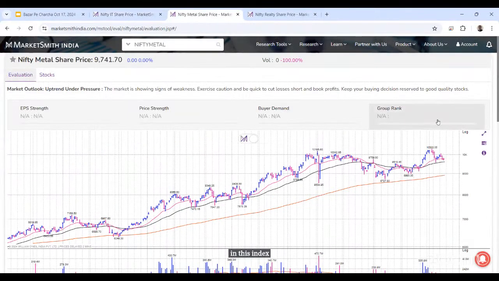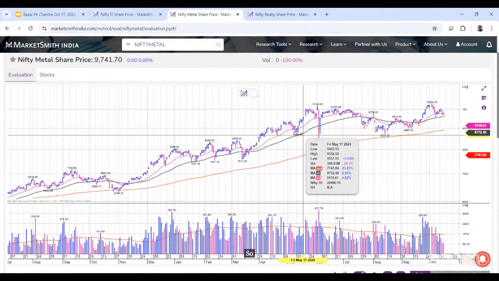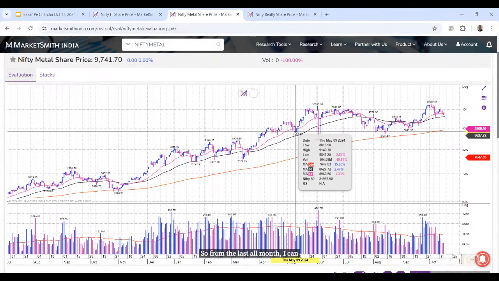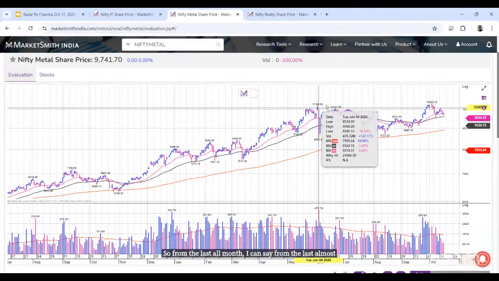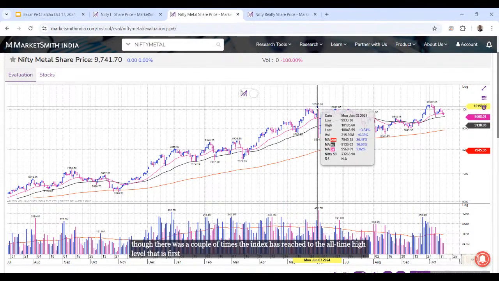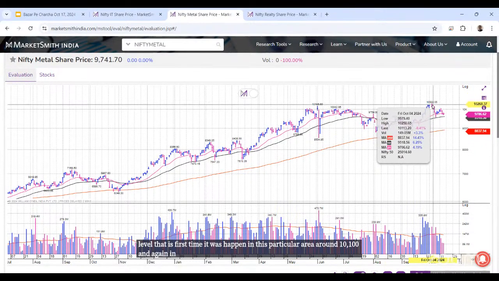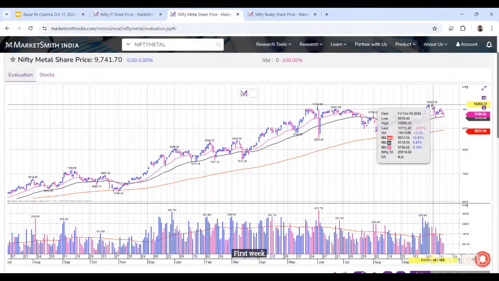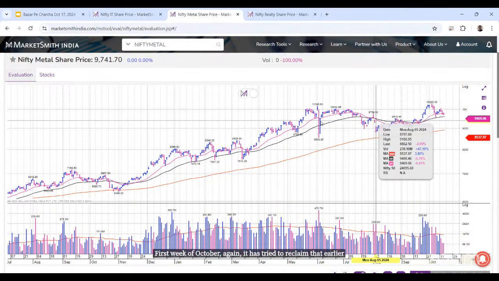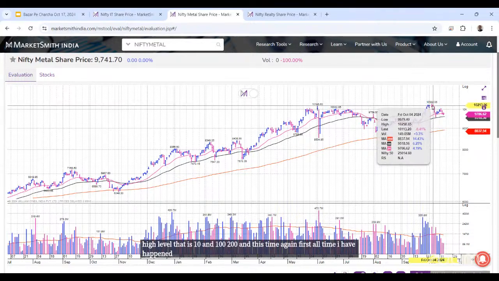Now next, metal. If you see this metal index, from almost May onward, there were a couple of times the index reached the all-time high level. That first happened around 10,100, and again this month, in the first week of October, it tried to reclaim that earlier all-time high level, that is 10,100, 200, and this time again a fresh all-time high happened at 10,300.